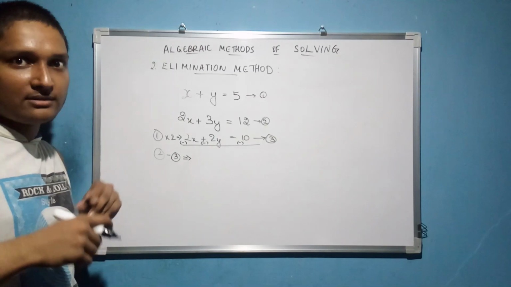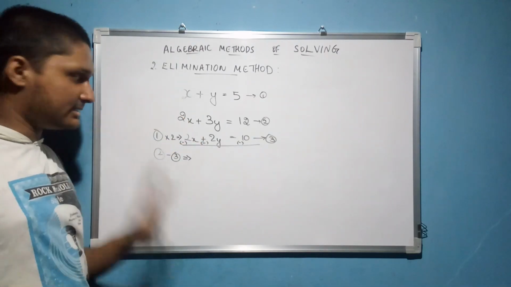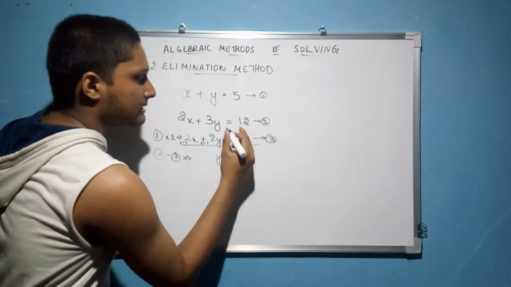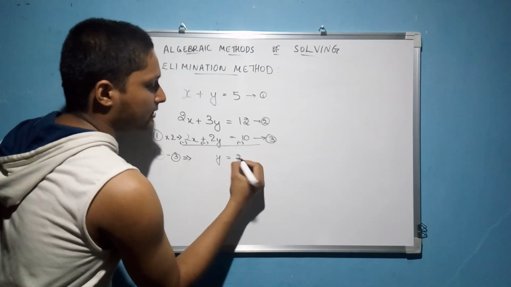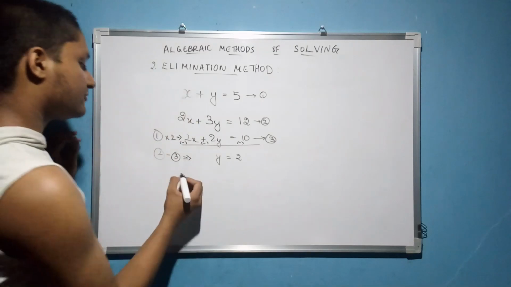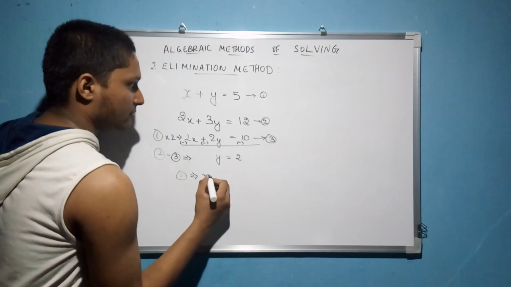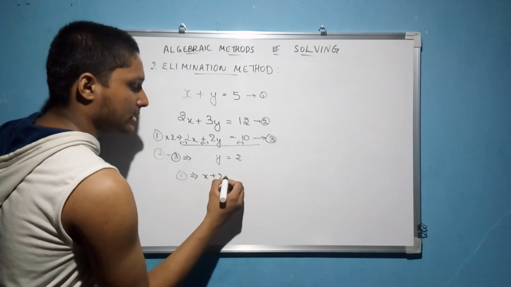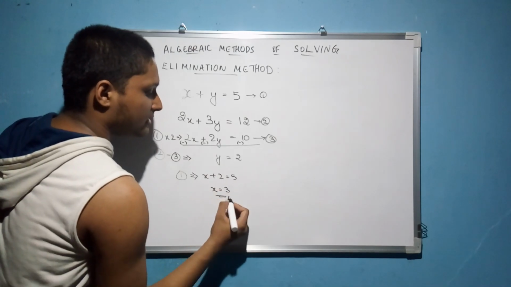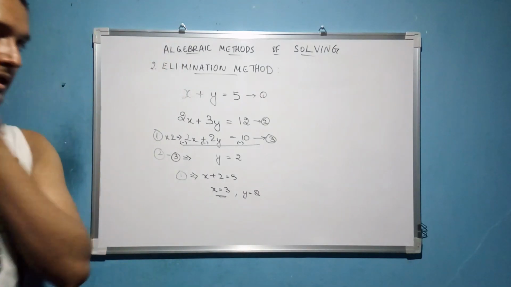Even in the long division method we did this. So similarly here, 2x minus 2x is 0. Now we have 3y minus 2y, that comes to be y, and 12 minus 10 is 2. Directly we got y is equal to 2. Now we'll take the first equation, which is simpler, and substitute for finding x. So x plus 2 is equal to 5, therefore x is equal to 3. Therefore x is equal to 3, y is equal to 2 is the solution for this pair of equations.